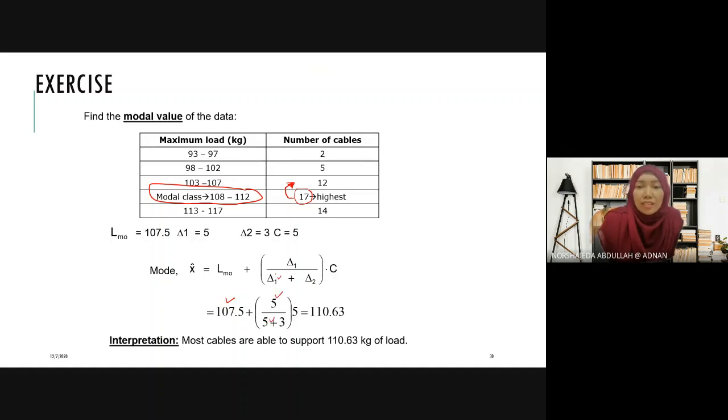And then plus delta 2, the difference between the mode class and the class after. Here delta 2, here delta 1. 17 minus 14 is 3. And then the class size is 5, the same as before. Alright, 5. And then use the calculator. So we get the mode equal to 110.63. We can conclude that most of the cables are able to support 110.63 kilograms of load.